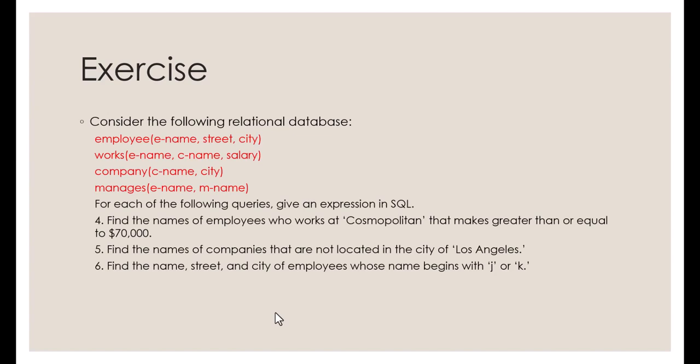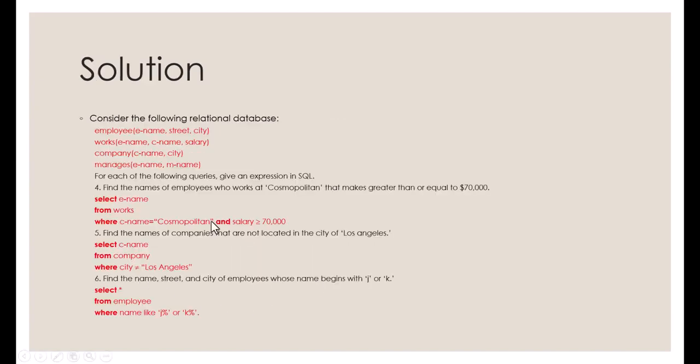Okay, so let's go over it. We are looking for employees who work at Cosmopolitan, and their salary information. We already know that that can be found in the works table. So we're selecting ename because we're looking for the names of employees from works, where CNAME is equal to Cosmopolitan and their salary is greater than or equal to 70,000. Okay, we want to find names of companies that are not located in the city. So that will be the company table, which has the CNAME and city. So we're selecting CNAME, name of company, from company, where city is not equal to Los Angeles.